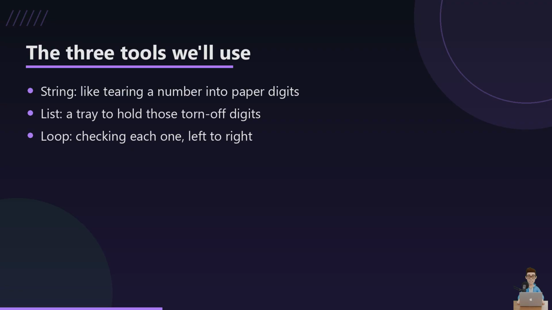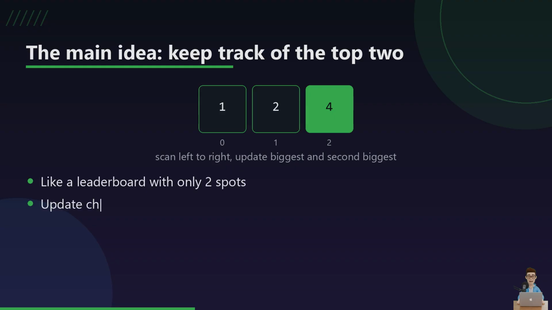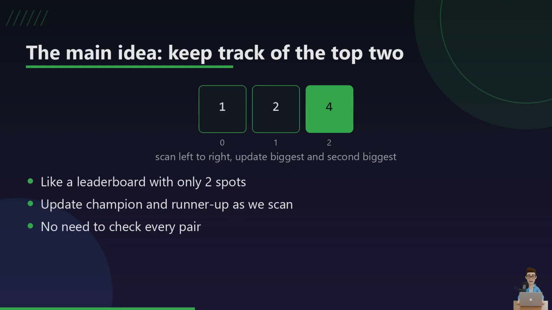No fancy tricks required. Here's the key idea, and I promise it's simpler than it sounds. Imagine a tiny leaderboard with just two spots on it, first place and second place. As we look at each digit one by one, we ask, is this number bigger than whoever's in first place? Does it belong in second place instead? Or does it not make the leaderboard at all? By the time we've looked at every digit once, our two leaderboard spots hold the two biggest digits. And we never had to compare every possible pair.